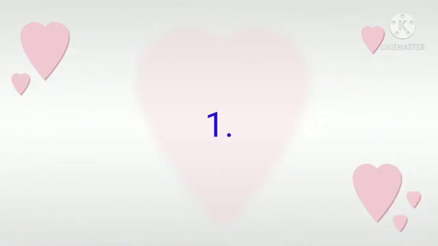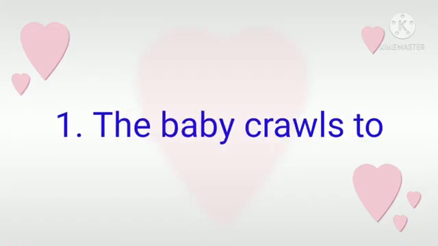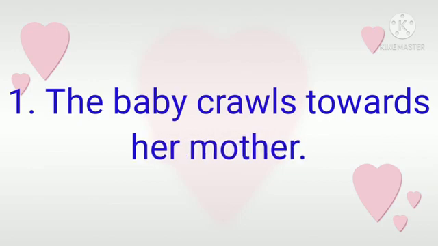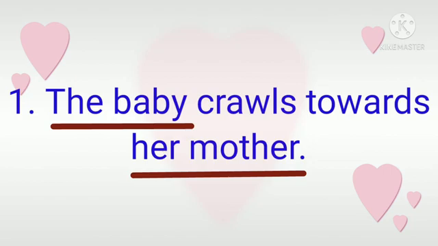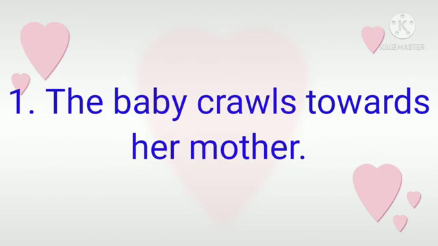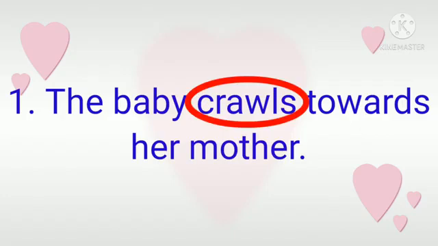The first example we have here is: The baby crawls towards her mother. What is the sentence, children? The baby crawls towards her mother. Which is the noun here? We have two nouns, the baby and mother. Here, the subject is the baby. So, what is the action performed by the baby? The baby crawls. So, which is the verb here, children? The verb is crawls. Crawls is a main verb since it is an action word.